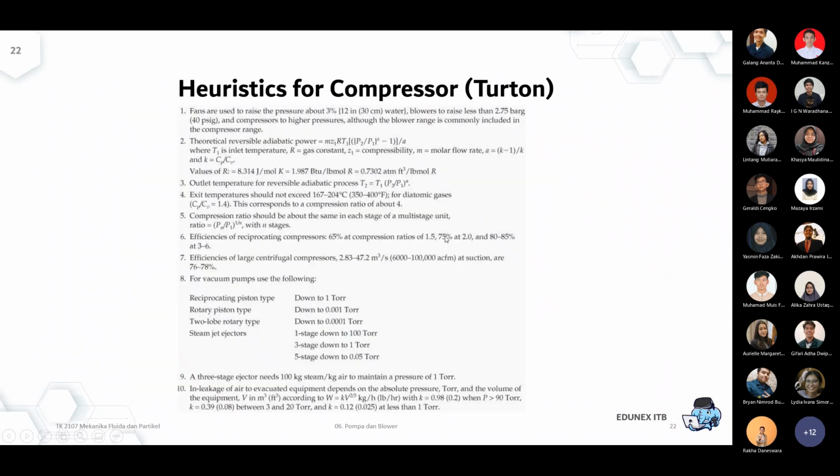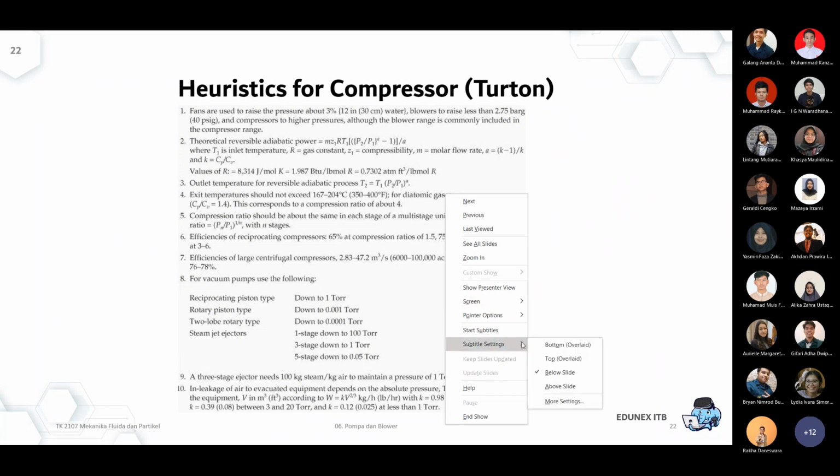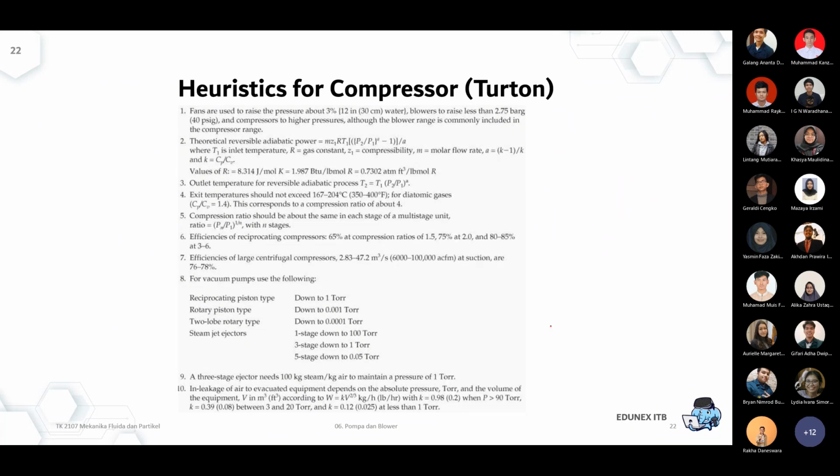So again, this is just a heuristic, another rule of thumb, typical numbers, typical assumptions. Fans and blowers can be used to increase pressure by 3%. A blower can be used to increase up to 40 psig, and a compressor will be used to increase to a higher pressure. What else has not been explained? I think I already explained that. This one again, I explained about the adiabatic approach.